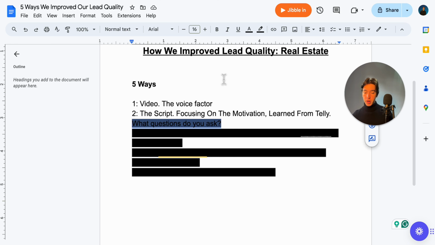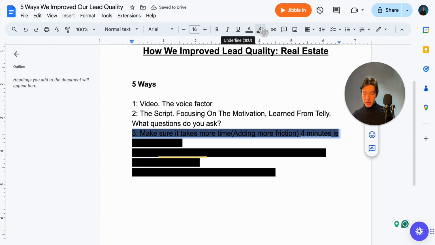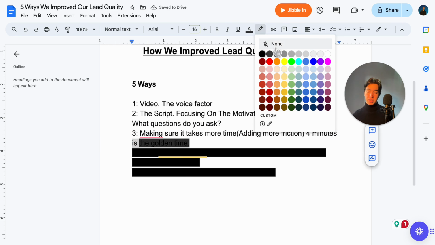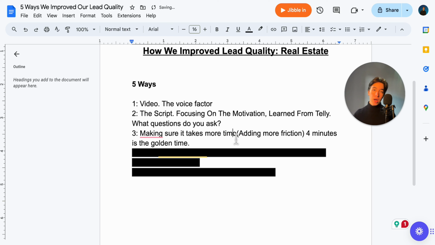Now the third point is making sure it takes more time. So 4 minutes for us is the golden time. What I mean by that is that if they fill out a Facebook form and it takes like 20 seconds, most likely they're not going to remember you after 2 hours. That's the problem. So what we do is make sure, first things first, we ask questions like, hey, what's your relationship to the address? Okay, cool. When are you going to sell? Cool. Now you're getting information.